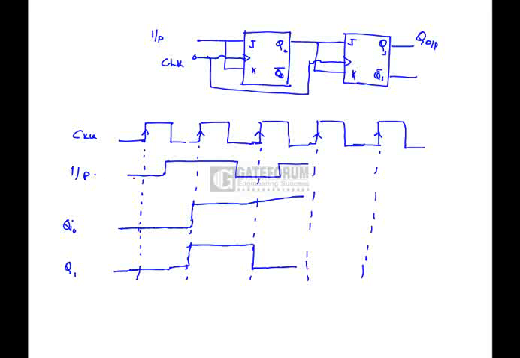So the input waveform is given in this way and the clock is given like this. So we have to draw the waveforms for Q0 and Q1. Q1 is the final output of the JK flip-flop which is shown in the figure.